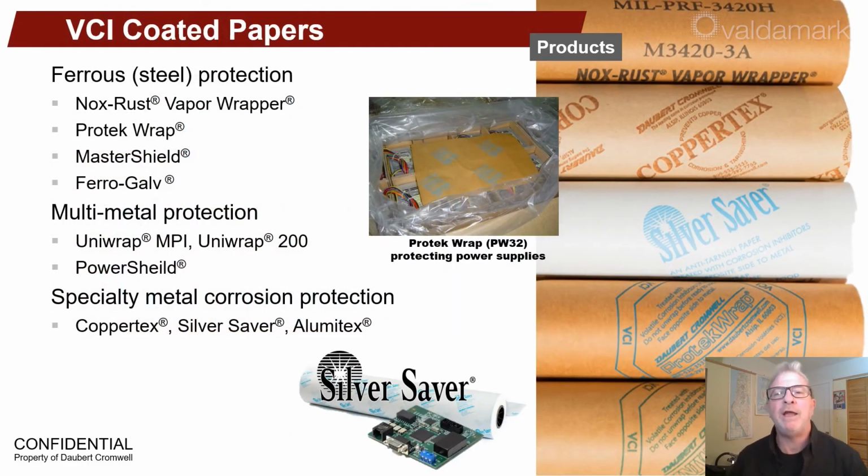Paper-coated VCI is the oldest and most traditional method of delivering VCI. It continues to be popular due to the large amounts of VCI that can be loaded onto a square sheet.